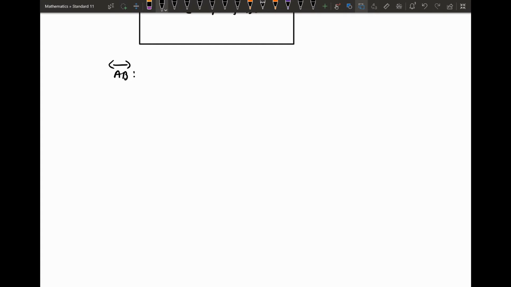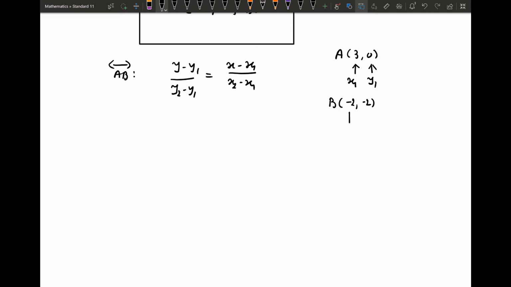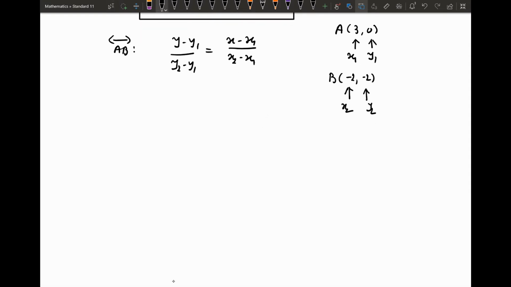We can use the 2 points form, (y minus y1) upon (y2 minus y1) equal to (x minus x1) upon (x2 minus x1). So coordinates of A we will consider as x1 comma y1, so 3 comma 0. Coordinates of B, minus 2 comma minus 2, we will consider as x2 comma y2.